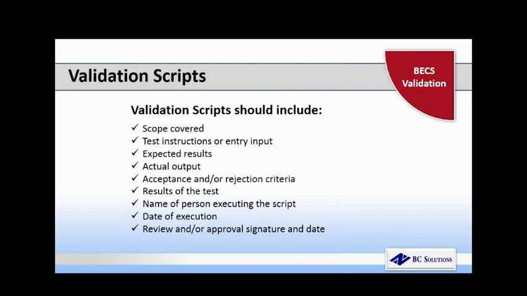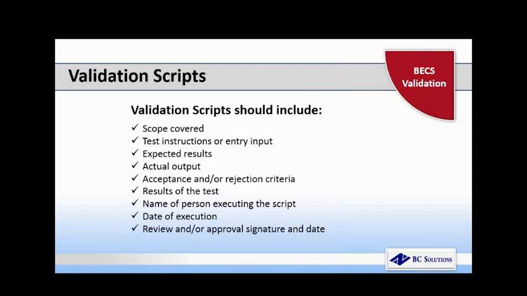Your test script should have your acceptance and rejection criteria, and that's just the criteria that you're going to use to determine whether or not the result was acceptable, whether it passed or whether it failed. Then for each test that's done within your script, you're going to have to record the results of that test. Based on the criteria that you've listed, is this result acceptable or not?